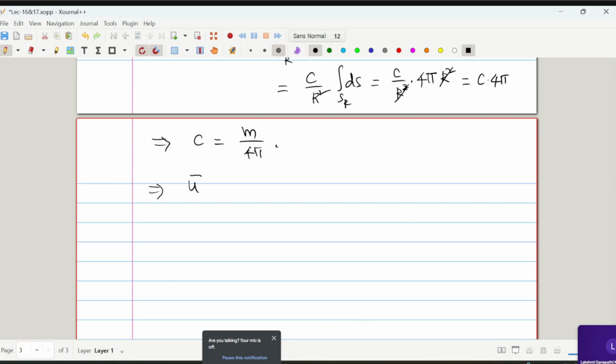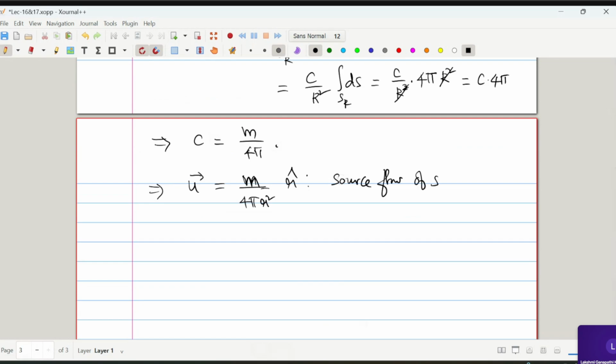So now you have U, which is F of r, right? C by r square into r cap, with C as M by 4 pi. So U equals M by 4 pi r square into r cap. This is your flow variable now. This is the source flow of strength M in 3D. So this is how the flow looks. That's what you want, source flow basically.